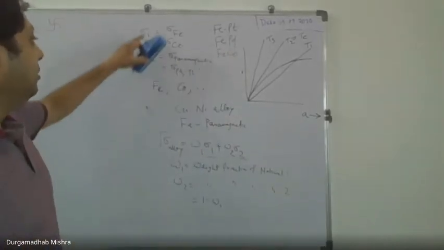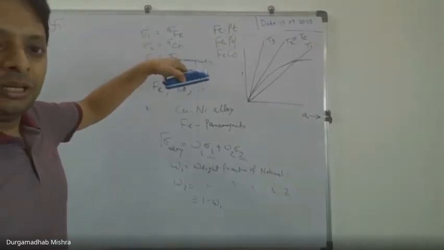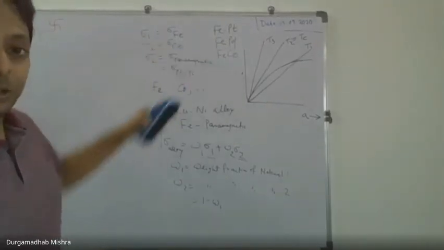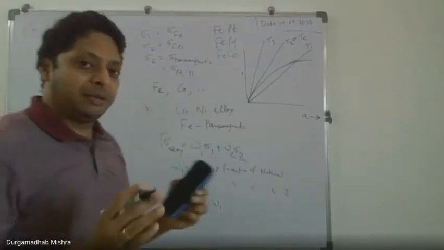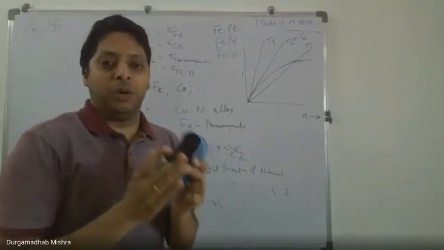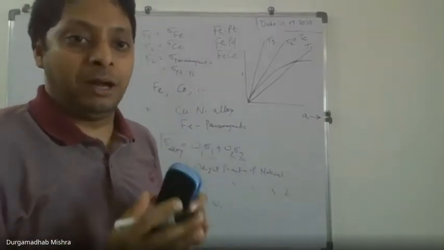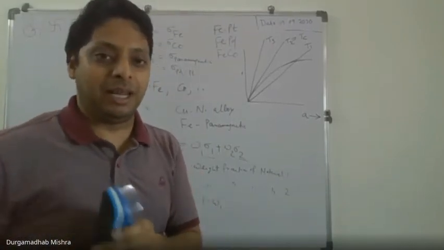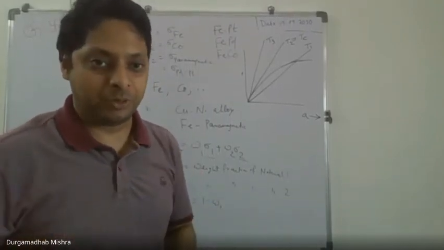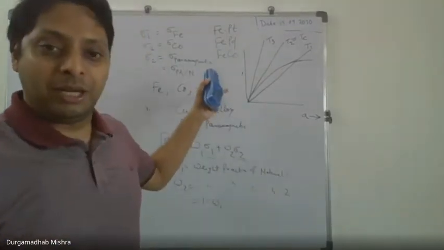And if you know the specific magnetization of the individual materials, you can find what the alloy composition will be. In that way, by taking different weight fractions, you can go from a heavily ferromagnetic material to a paramagnetic material, like we saw in the case of copper nickel. So you can tune the magnetic properties in a similar way here.